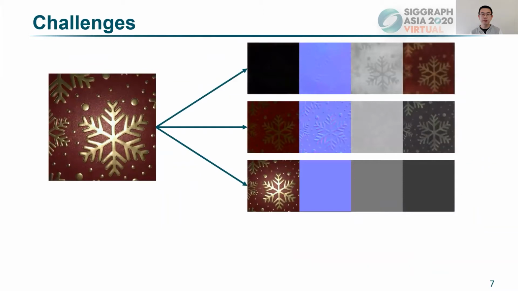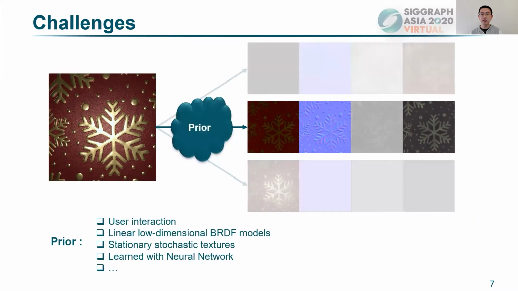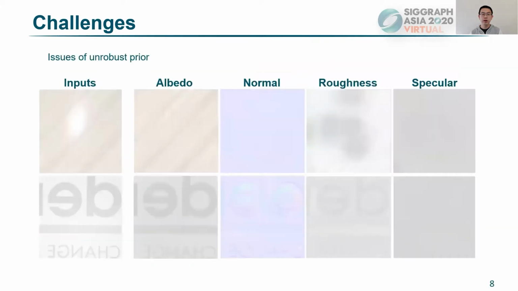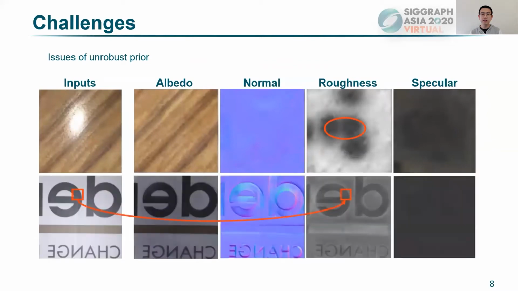Previous papers provide many kinds of priors to this problem. With the help of the prior, it can reduce the solution space and reconstruct plausible results. However, most of the priors are not robust. Some of them lack global constraints on individual maps, and others produce unexpected correlated maps and interpret dark pixels as shiny.